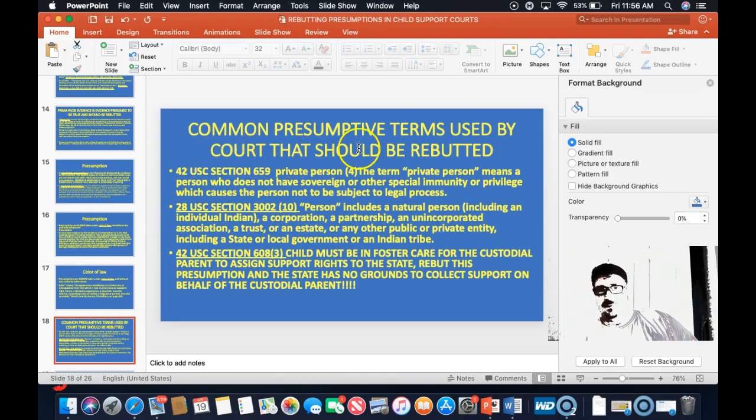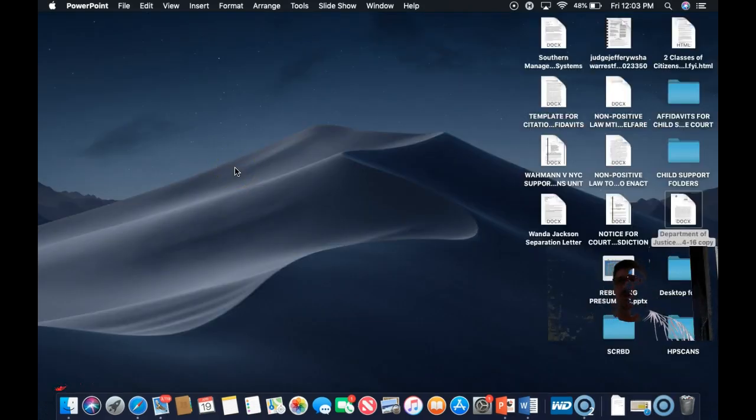Common presumptive terms used by the court: private person, person. I put it in a description for you. Don't forget to get copies of your birth certificates. Don't forget that you're sovereign state citizens and you're not United States citizens. I am not a United States citizen. I am a state citizen who is sovereign.